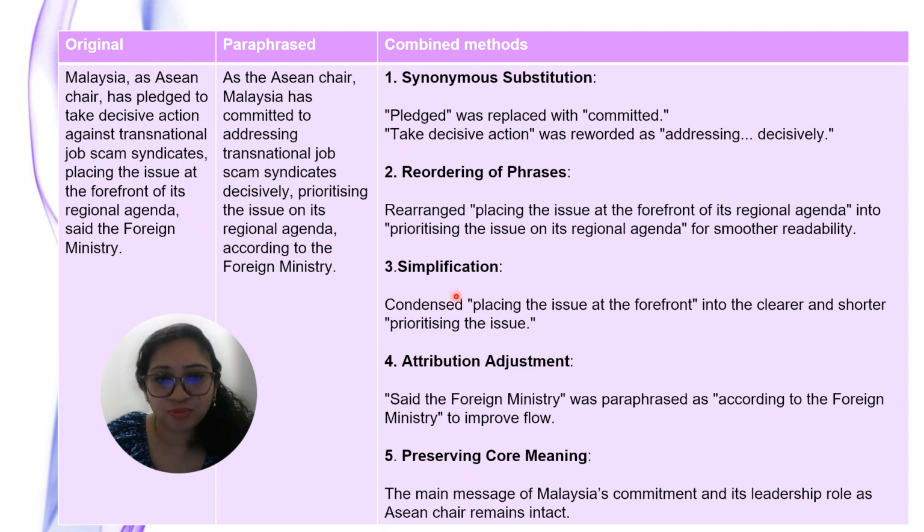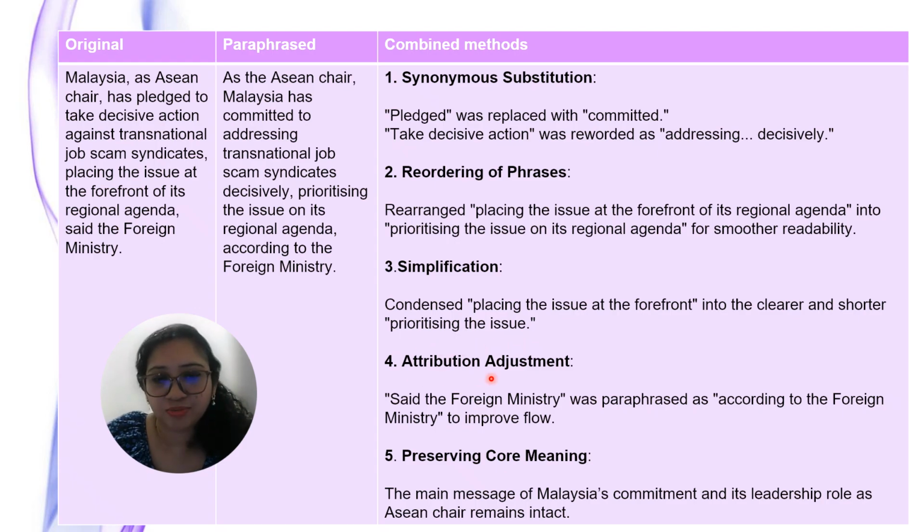The next one would be simplification. So we condensed placing the issue at the forefront into the clearer and shorter prioritizing the issue. You can see it's much shorter and straightforward, easier to understand.